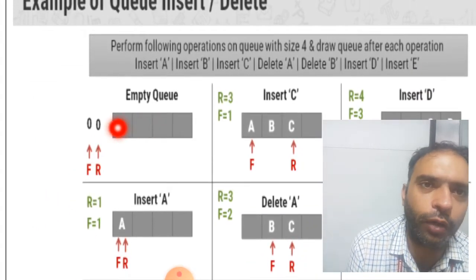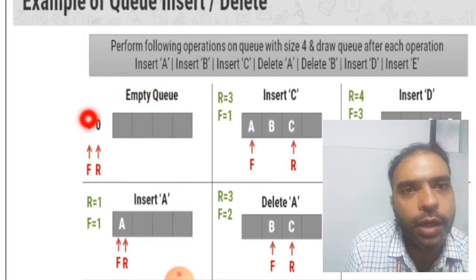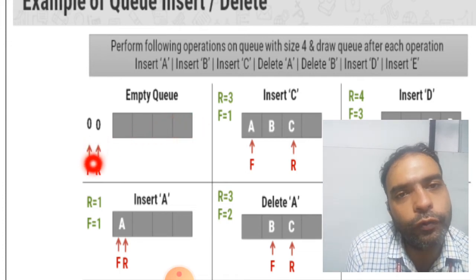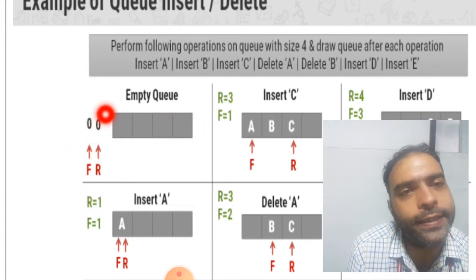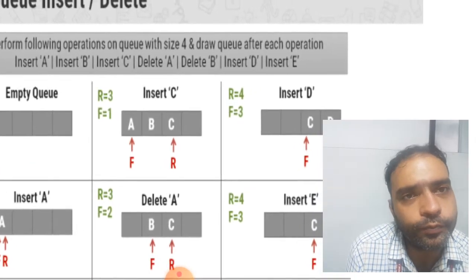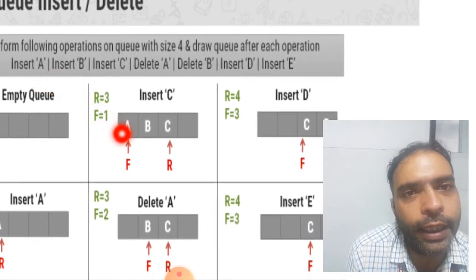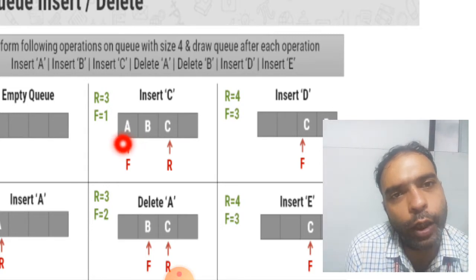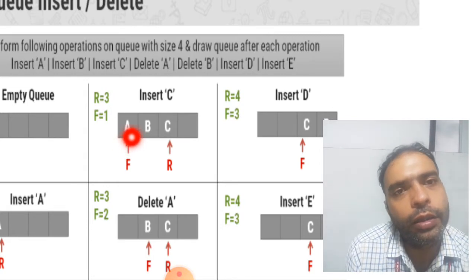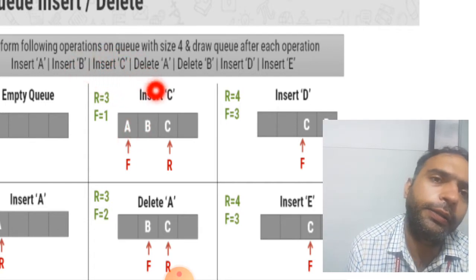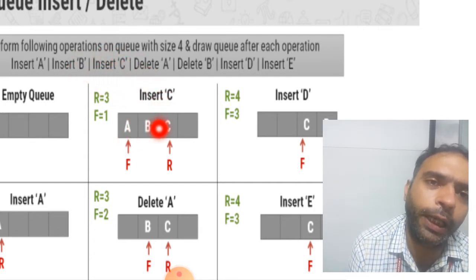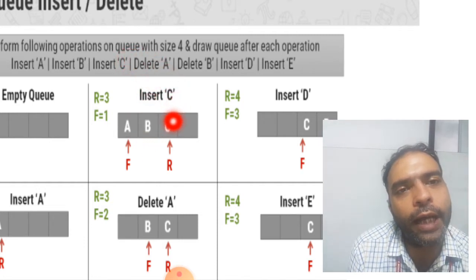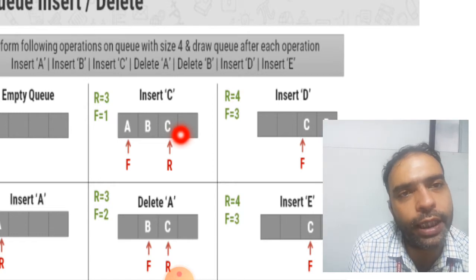So first case is we have to take the empty queue, right? So F and R are given here with space 4. First of all it is initialized by 0. Then after, we have to insert A, that will be inserted here, right? So here R value and F value will be 1, right? Now B will be given next, so R value will be incremented, that is equal to 2 here. Then insert C, then again R value is incremented, that is equal to 3 here.